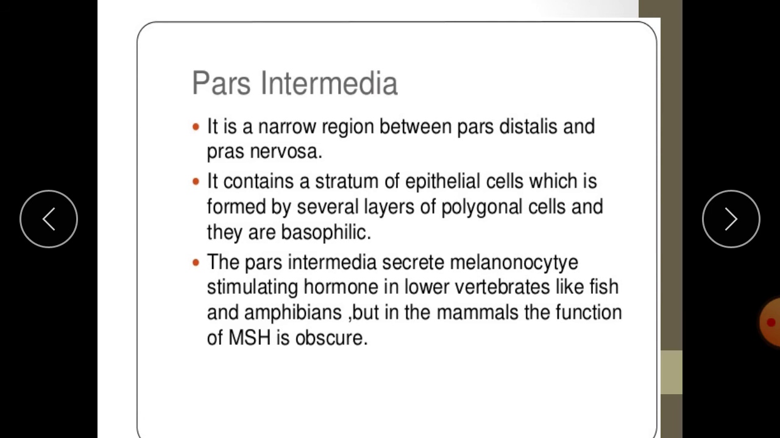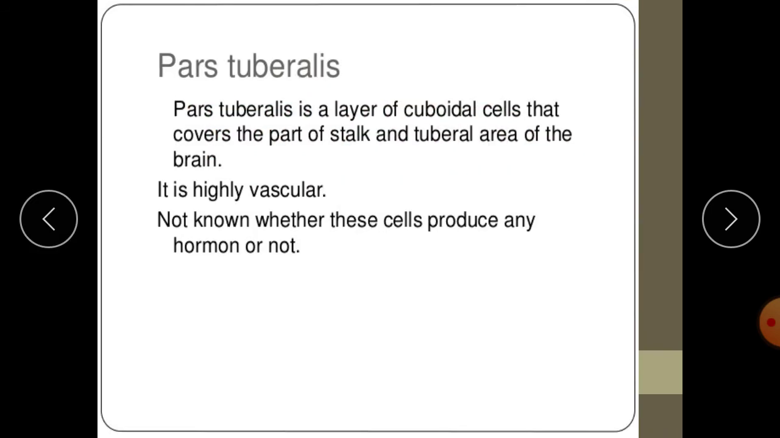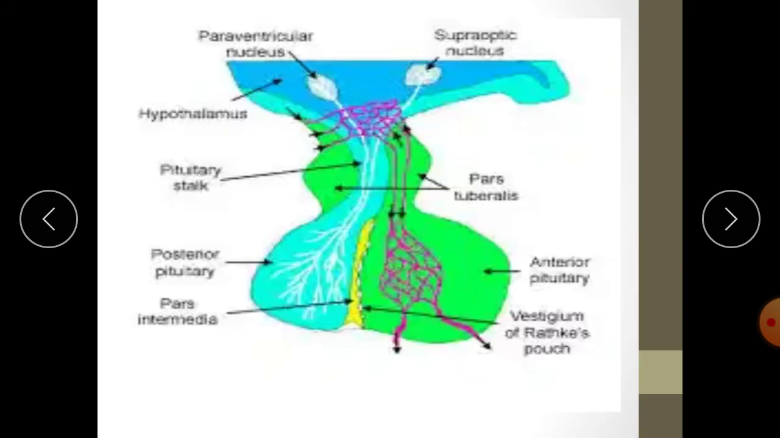Next, the pars intermedia. The pars intermedia is a narrow region between the pars distalis and the pars nervosa. This yellow part is called the pars intermedia. This pars intermedia is also part of the adenohypophysis. It secretes only one type of hormone, that is MSH, melanocyte stimulating hormone.